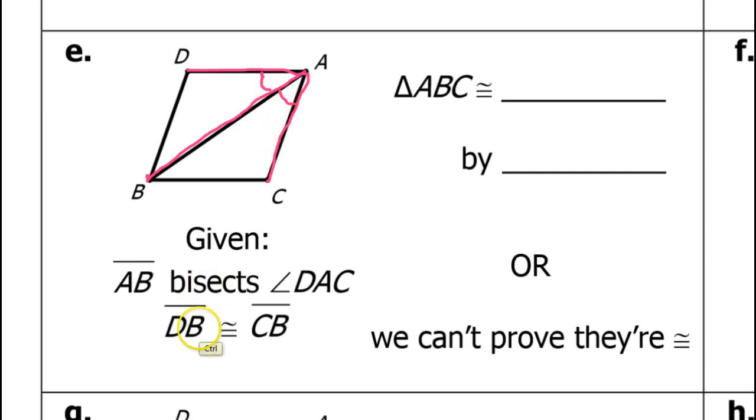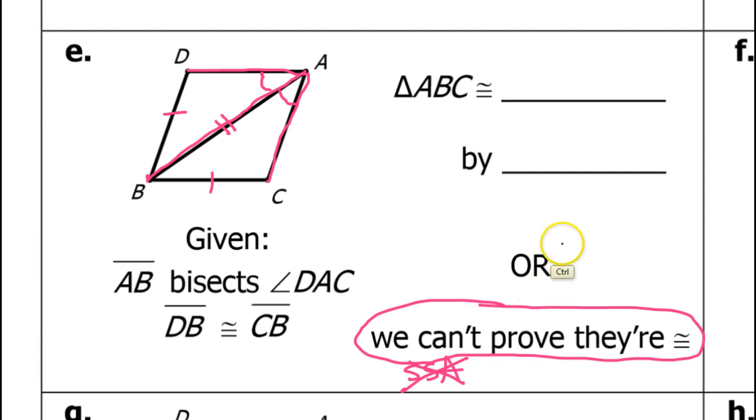Okay. We're also given that DB is congruent to CB. So here's DB, and here is CB. And we also know that the shared side, of course, will be congruent for both triangles. So I'll just mark that like this. So, if it were a thing, these triangles would be congruent by side-side angle. But again, we know that side-side angle does not prove that triangles are congruent. So we're going to go ahead and circle we can't prove they are congruent. And we will very carefully leave this 100% blank.